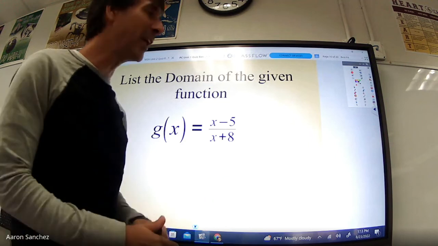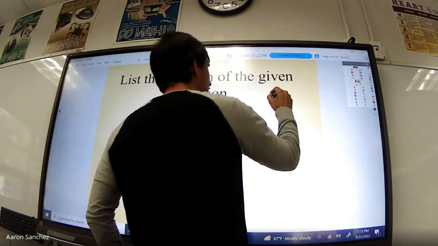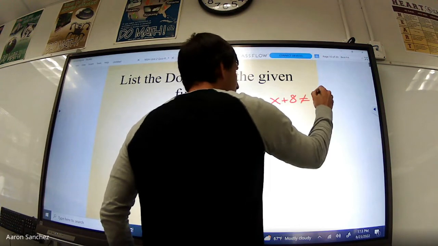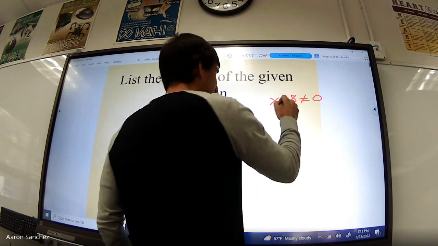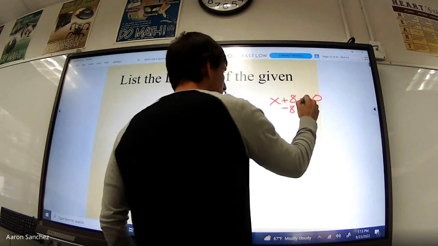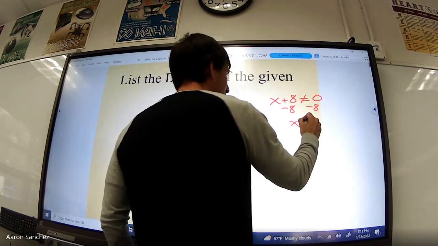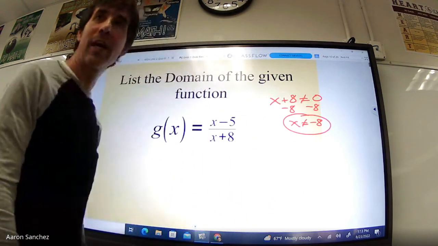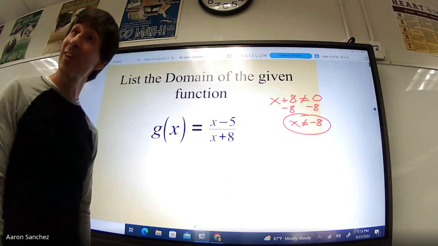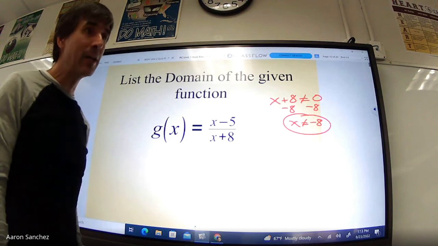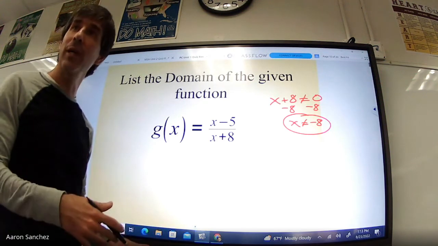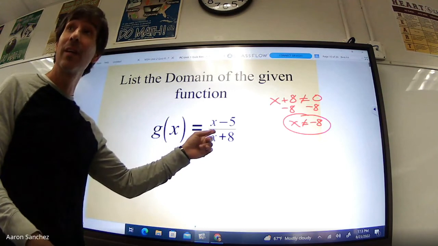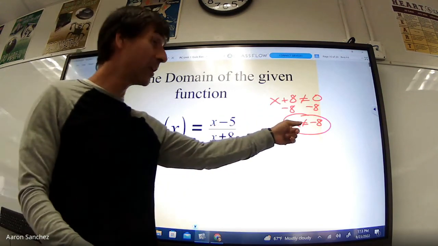If you want to figure that out, you can go like this. X plus 8 cannot equal 0. And you just solve for x, right? This can equal 0. You subtract 8. You say x cannot be negative 8. If you can't solve it in your head, you can just go like that. So what is our answer? The domain is any x that we can put in. We can put in any x except for negative 8.